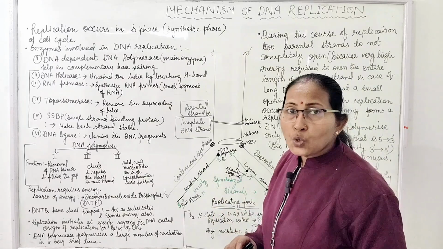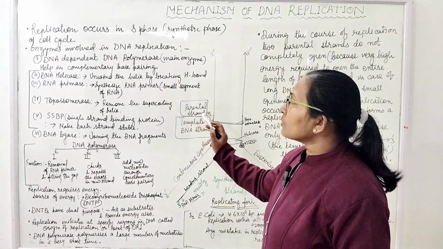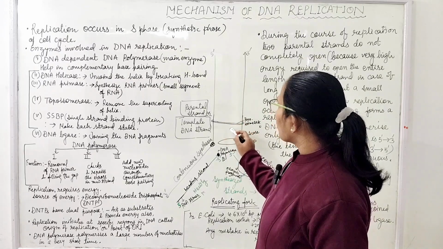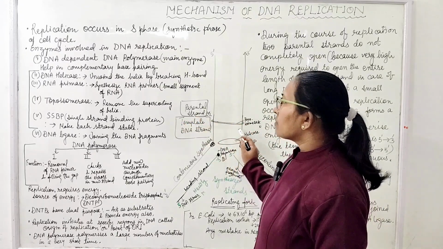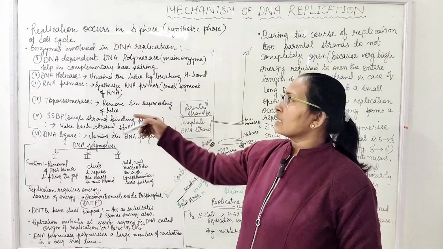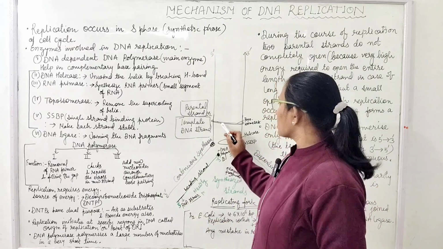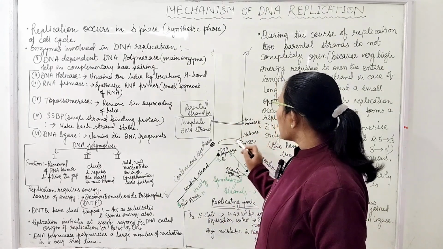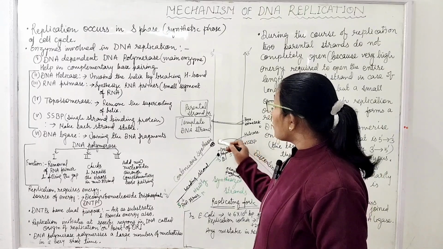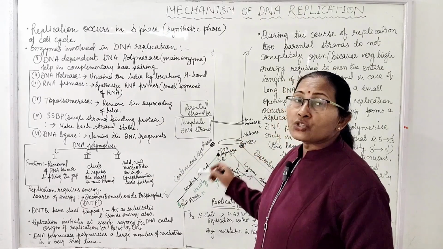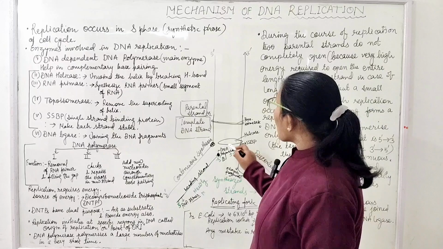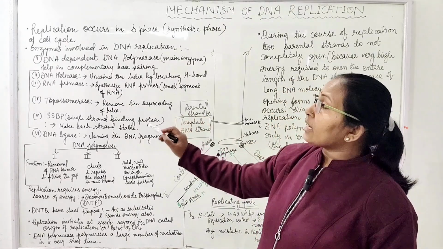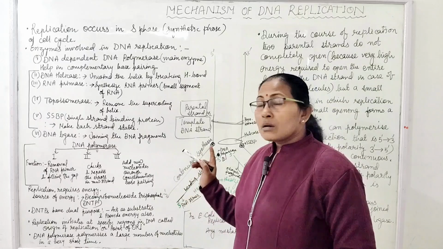Topoisomerase. What's the function of topoisomerase? It removes the supercoiling of the helix. The supercoiling of the helix is first removed by the topoisomerase, and then the helicase unwinds the strands. Both the strands are unwound by the helicase, and then comes the single stranded binding protein.